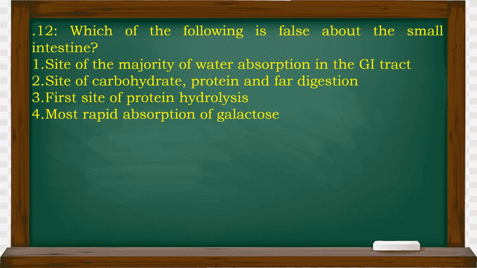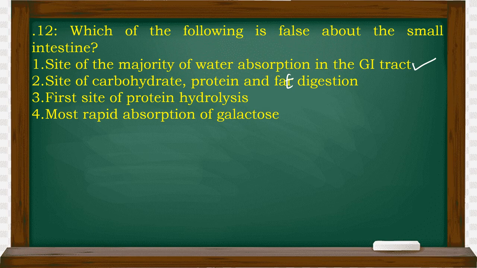Question 12. Which of the following is false about the small intestine? So this question is about the small intestine, and we'll have to find out the false statement about the small intestine. And the options are, option number 1, site of majority of water reabsorption in the gastrointestinal tract. This is absolutely correct. It is a site of majority of reabsorption of the water that is being entered into the digestive system. The second option, it is the site of carbohydrate, protein and fat digestion.